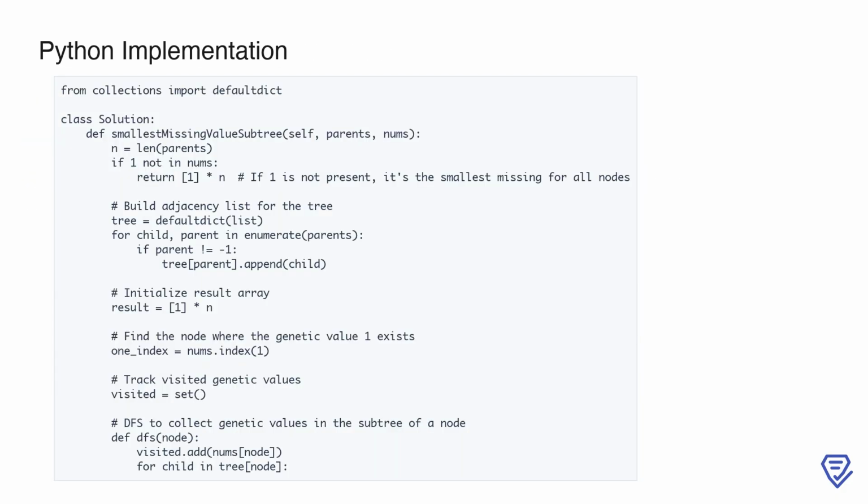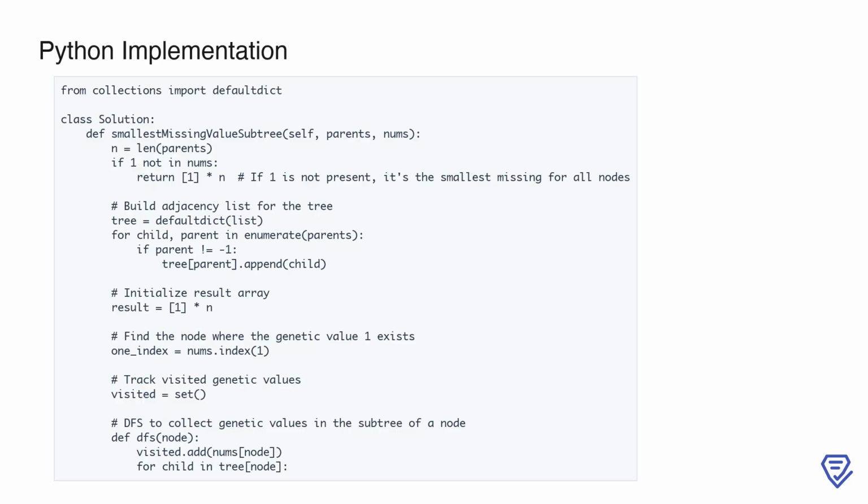To solve this problem, we start by importing the necessary libraries. Here, we use defaultdict from the collections module to create an adjacency list for the tree structure. Then, we define the smallest missing value subtree function within the solution class, which takes two main inputs: the parents array representing the tree structure and the nums array containing genetic values for each node. The first step in the function checks if the genetic value 1 is absent in the nums array. If 1 is not present, then all nodes in the tree will have 1 as their smallest missing genetic value, so we return an array filled with 1.